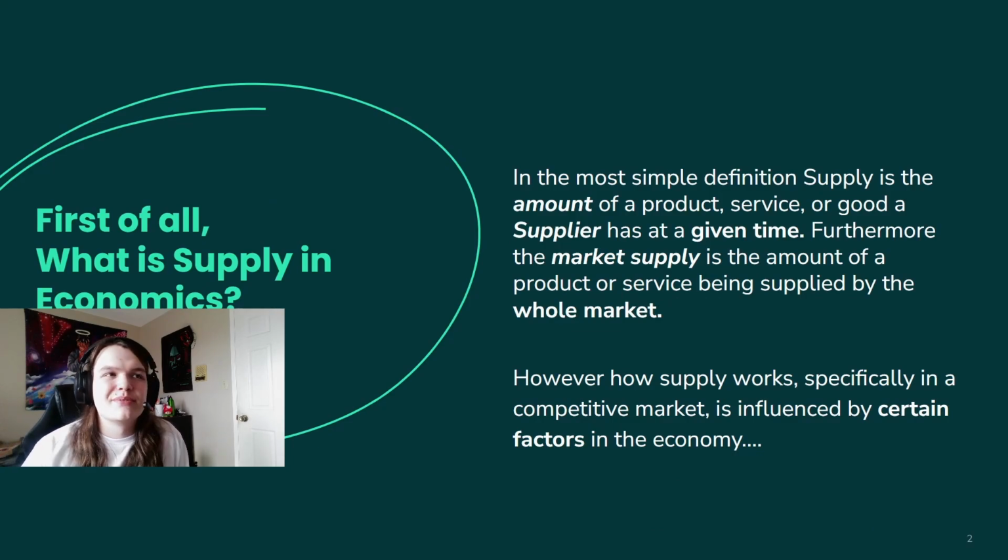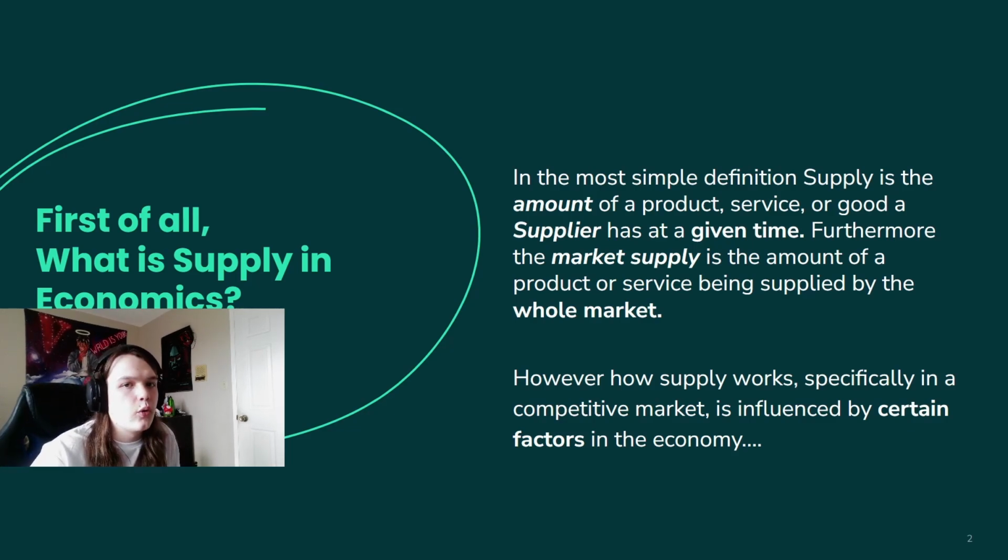First of all, what is supply and economics? The most simple definition is supply is the amount of a product, service, or good that a supplier has at a given time. This leads into market supply, which is the amount of product or service being supplied by the whole market, so everyone involved in a market.